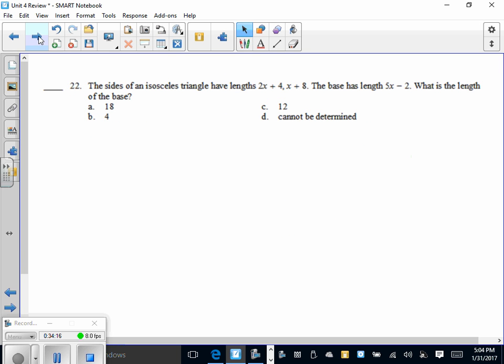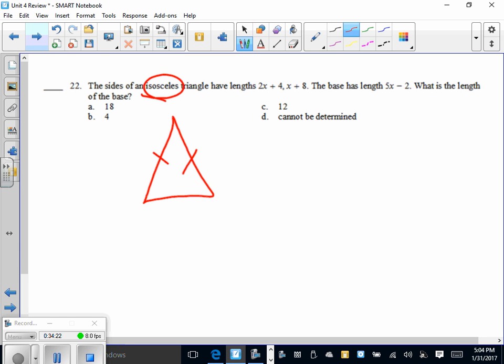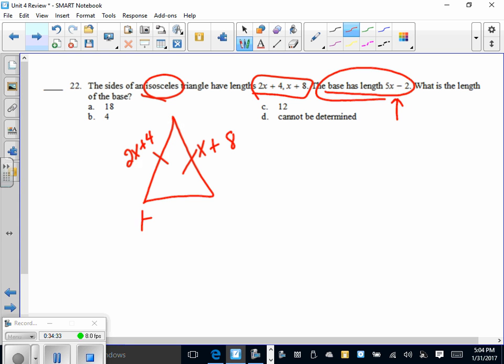Okay, number 22, the sides of an isosceles triangle. That means 2 sides are congruent. So the sides of an isosceles triangle have these lengths, 2x plus 4 and x plus 8. The base has a length of 5x minus 2. This is the base, and it is 5x minus 2. So what is the length of the base?